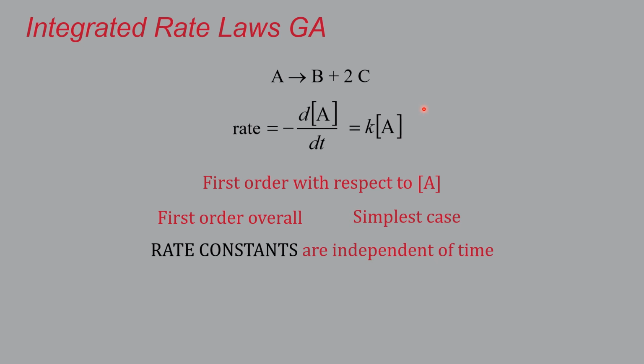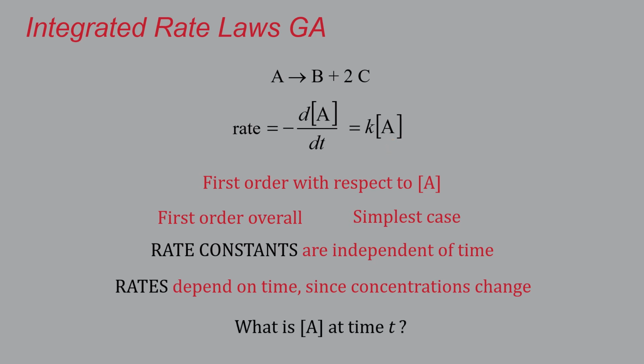Keep in mind that rate constants, these k's here, are independent of time. That's why we call them a constant. But the rate actually is not, because the rate will change with time, and more specifically, it will constantly slow down because these concentrations are dropping. And so the question is, how can we calculate the concentration of A at some given time?